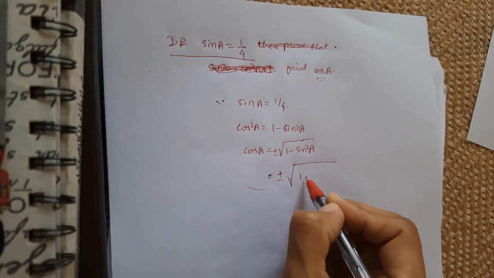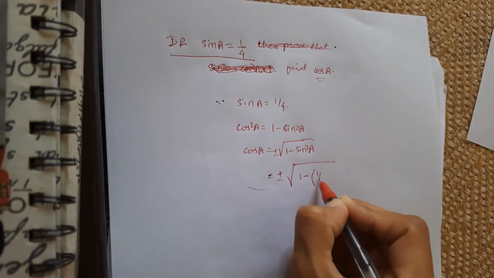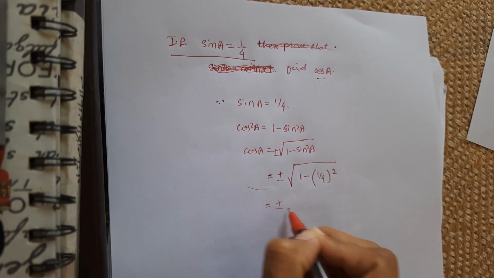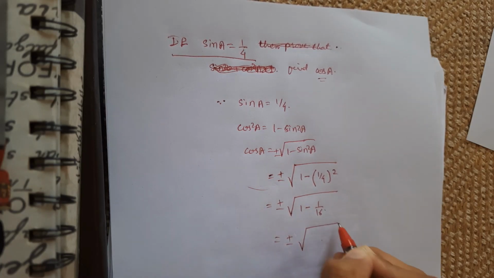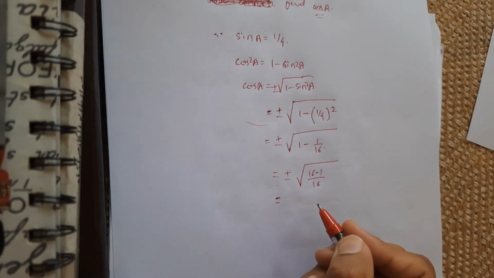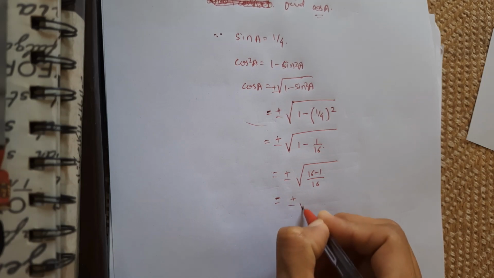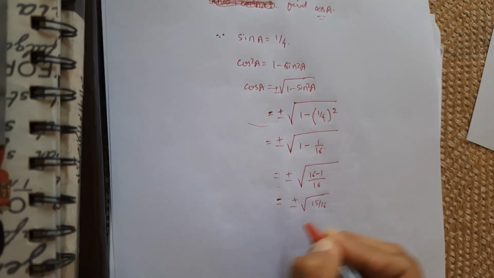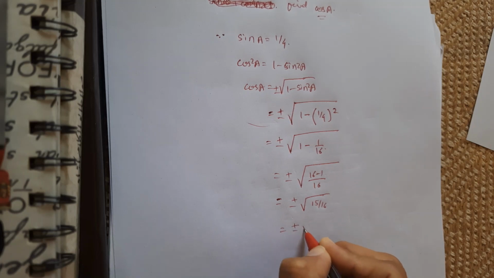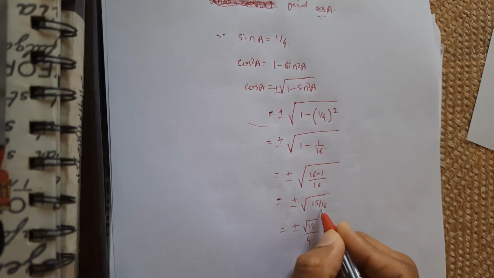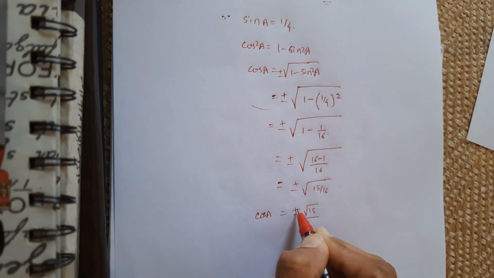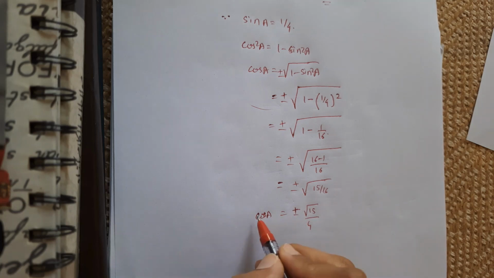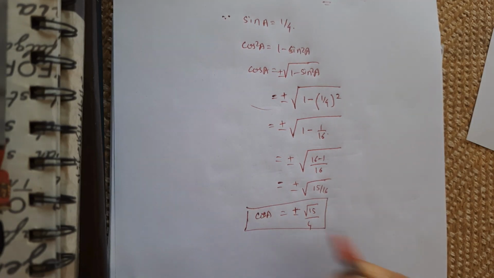Plus minus root 1 minus sin A, given as 1 by 4, squared, which is plus minus root 1 minus 1 by 16. Just simplify this, you will get 16 minus 1 upon 16, which is equal to plus minus root 15 upon 16, which is equal to plus minus root 15 upon 4. The 16 comes out of the root as 4. Now the quadrant is not given, so we are unable to decide whether to use plus or minus sign, but that's the value of cos A.